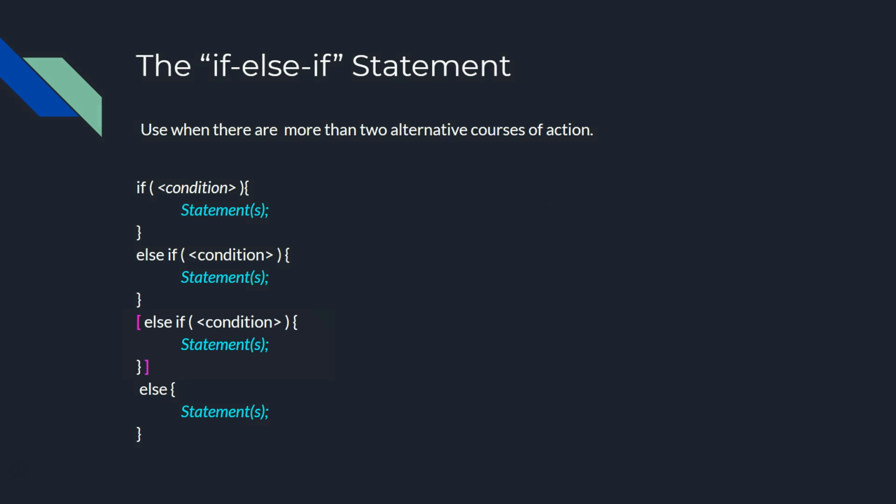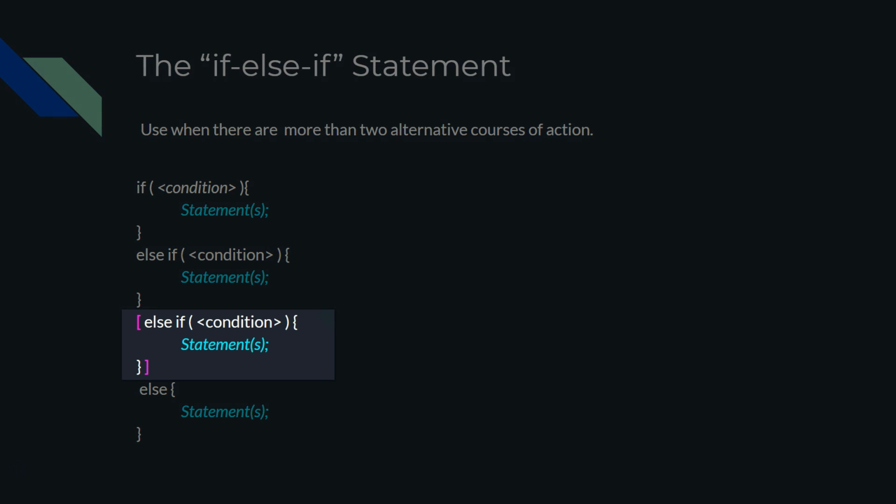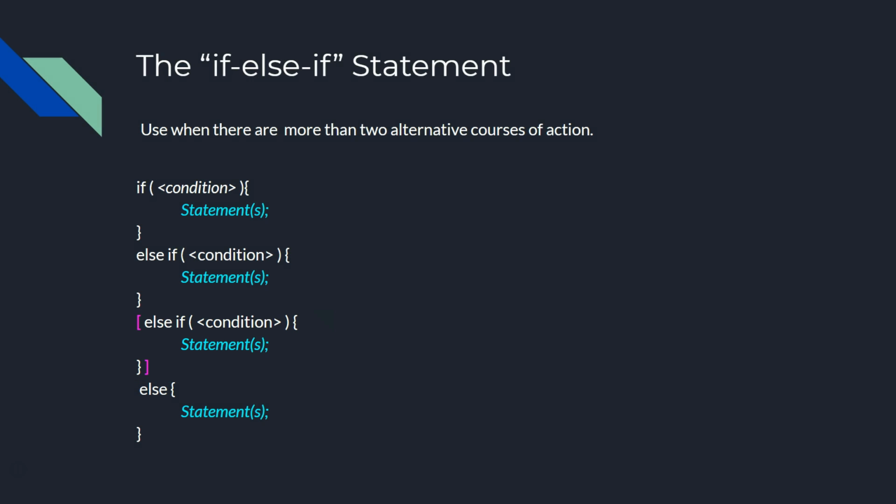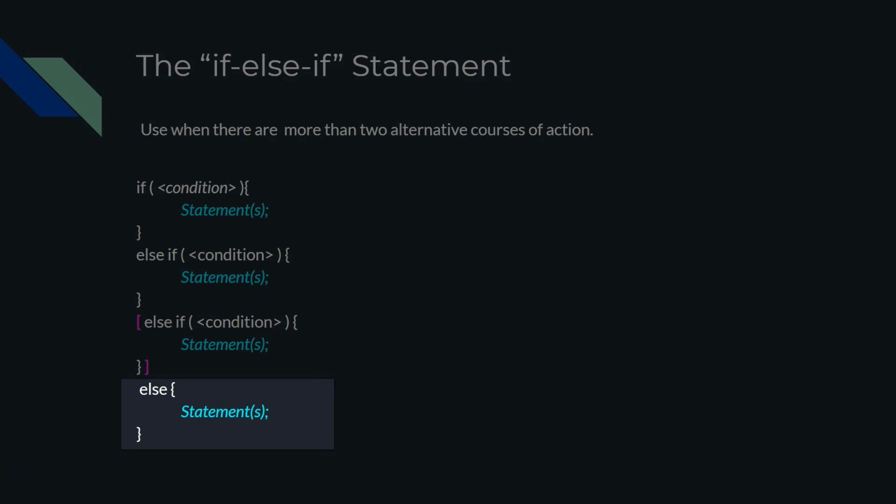The part I put inside the purple square brackets is not required. I just put a notation there to show you that this is optional. You don't have to have two in there. You can have more, or you can have just one. Actually, the else again is also optional. You don't have to have it there, but of course if you need it, then that goes at the end.